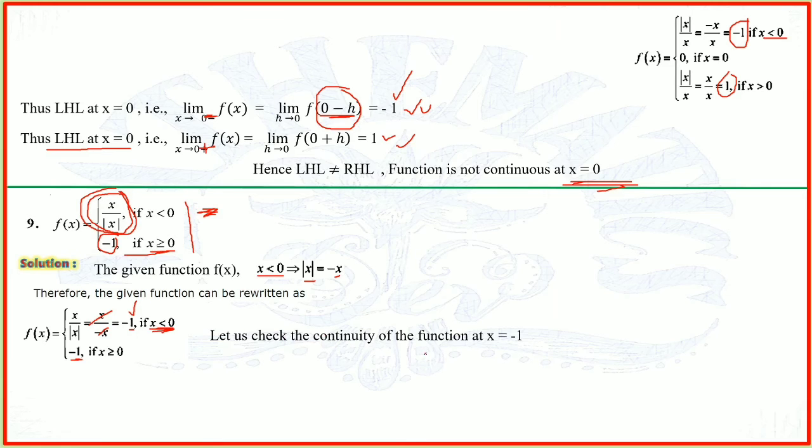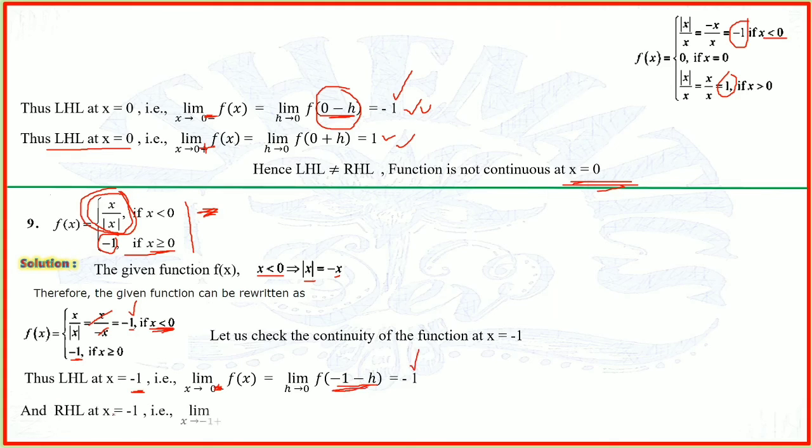So let us check the continuity of the function at x equal to minus 1. Left hand limit at x equal to minus 1, what are we going to put? Minus 1 minus h, the limit of f(x) as h tends to 0 of f(minus 1 minus h). Taking the limit as h tends to 0, it is minus 1.